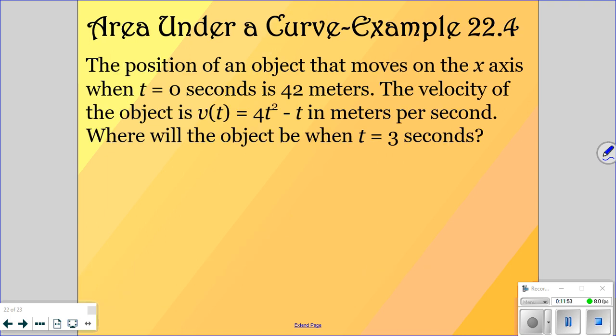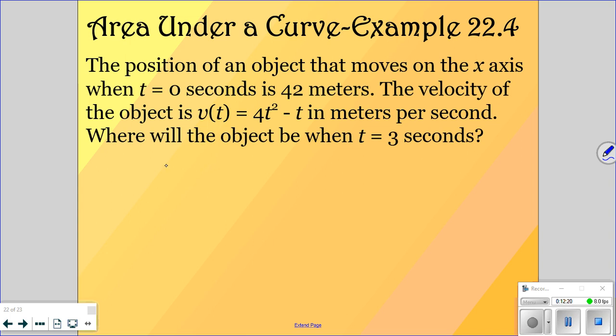So I'm going to show you how you work through this. They tell us the position of an object that moves on the x-axis when t equals 0 is 42. The velocity of the object is 4t squared minus t meters per second. Where will the object be when t equals 3? So they gave us the velocity, and we need to know about the position.